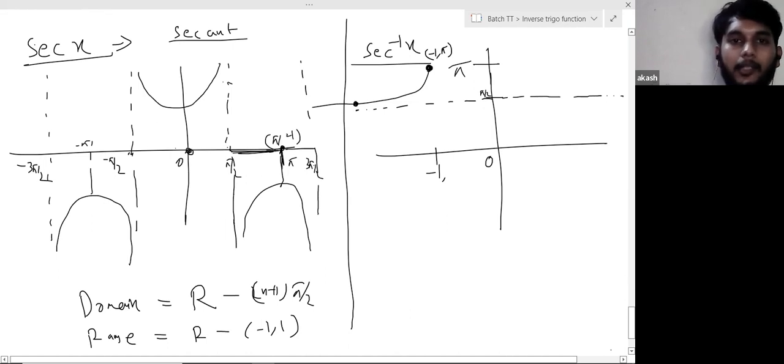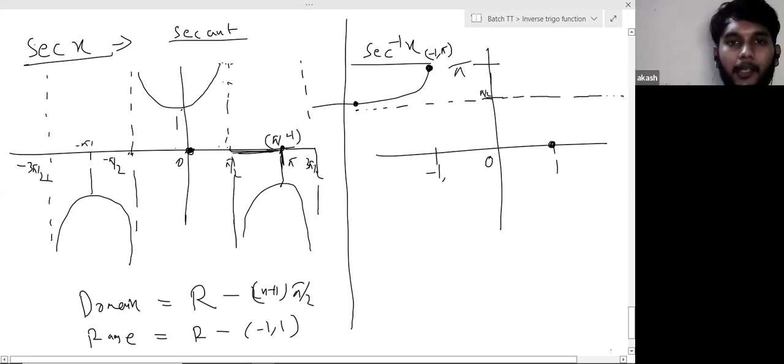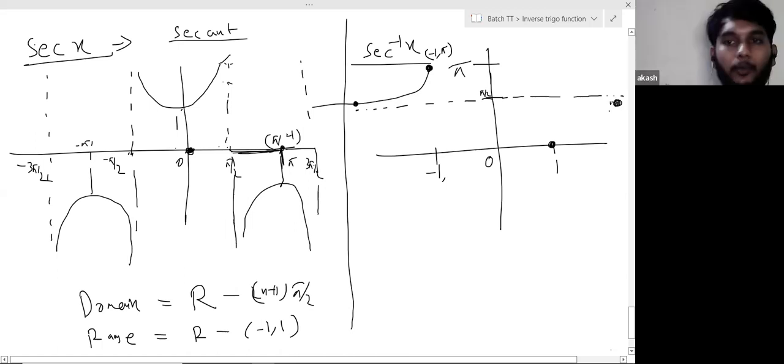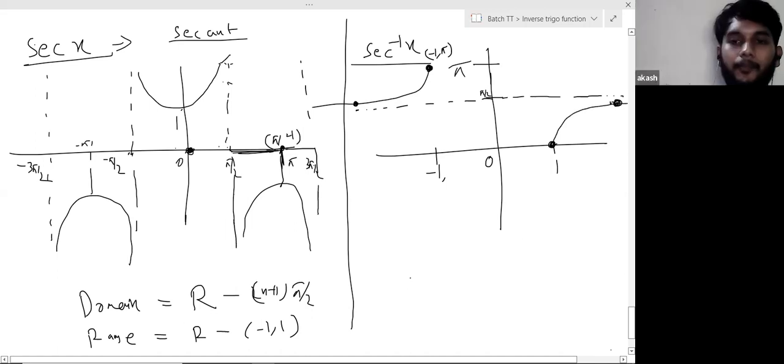Again, let's move on to this side. At 0, we are getting 1. So at 1, we'll be getting 0. So 1 comma 0. And at pi by 2 we are getting infinite, so at infinite we'll get pi by 2. So this is the graph.